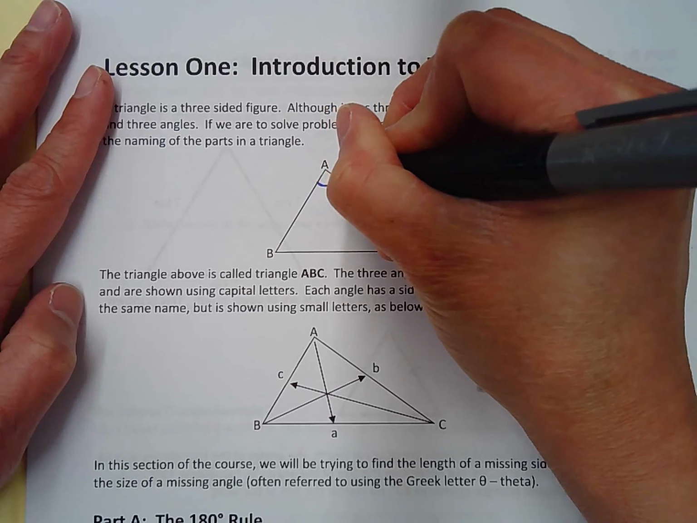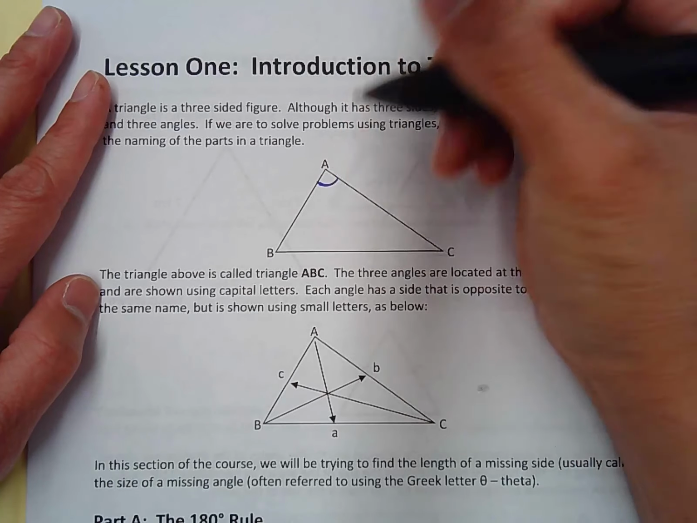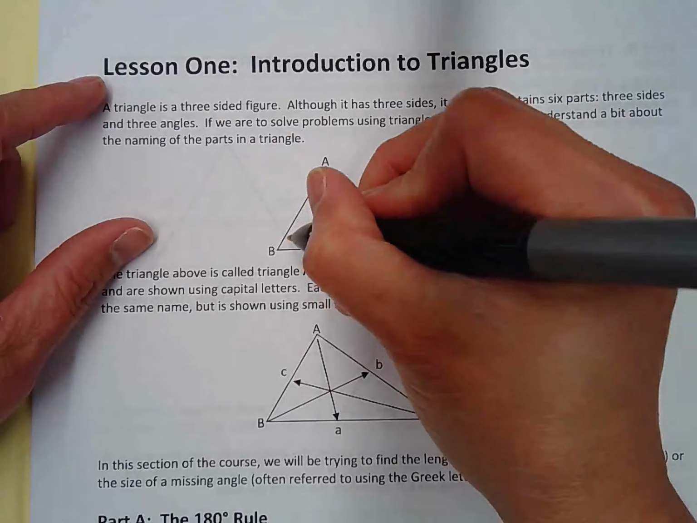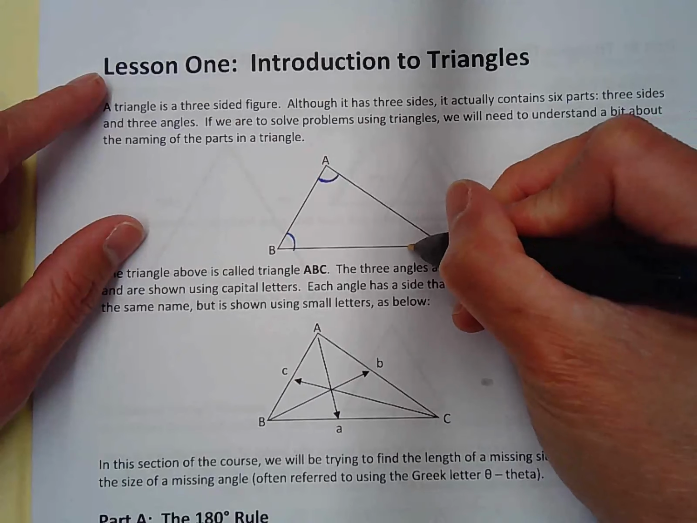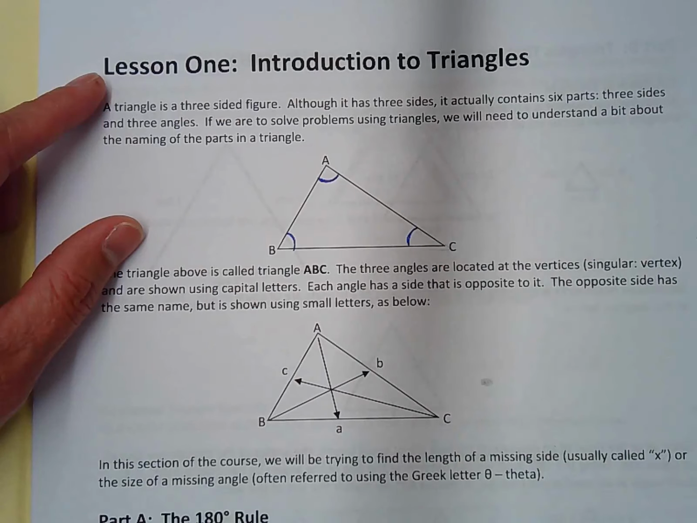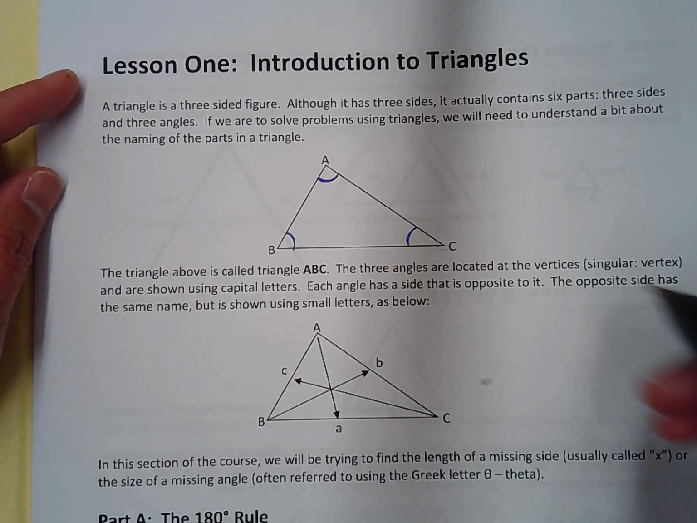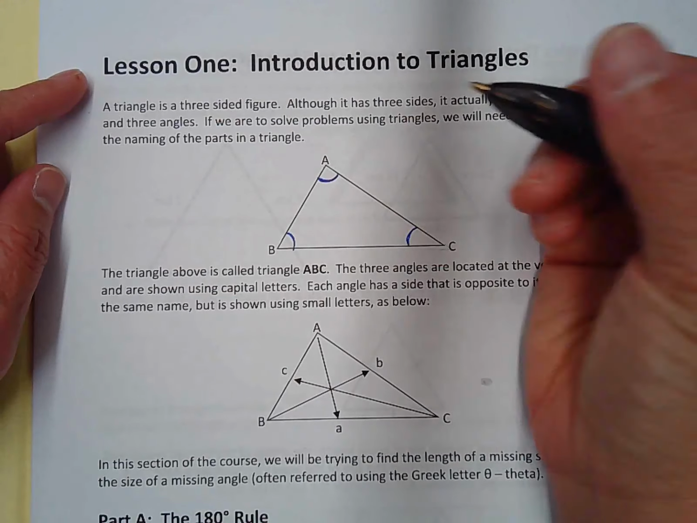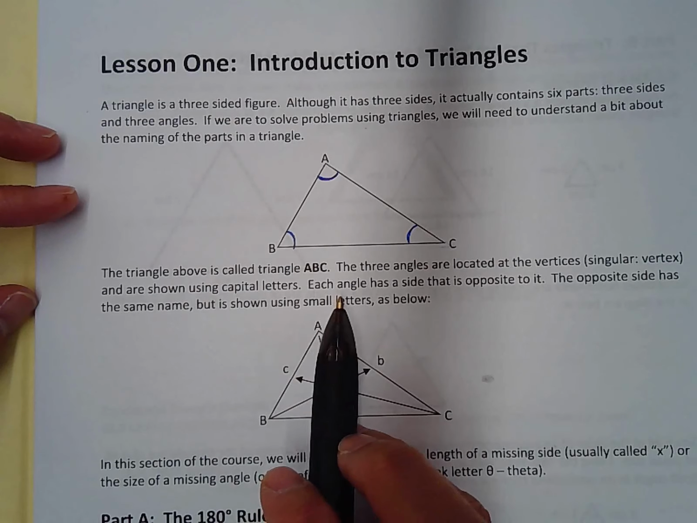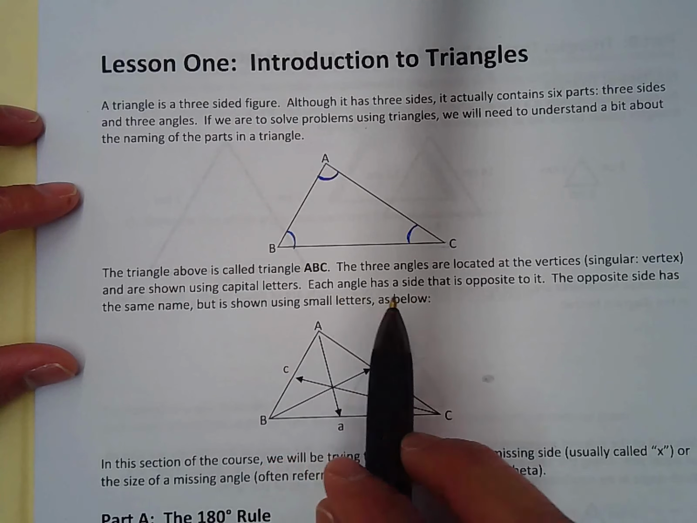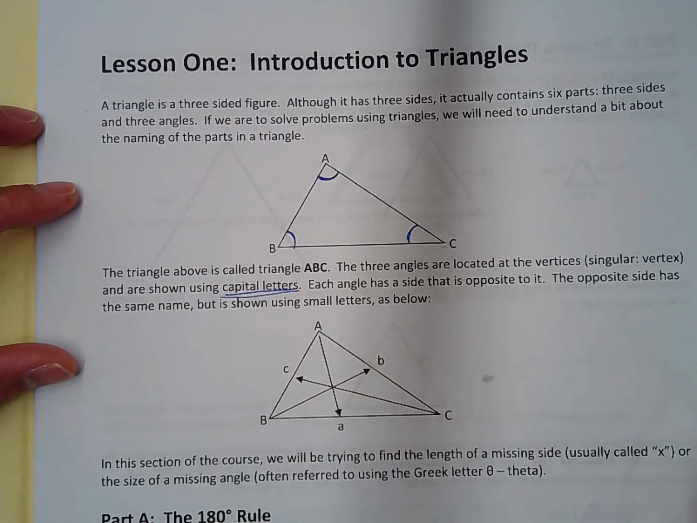Angle A, so that's the opening, how wide the opening is. Angle B, how wide the opening there, and then angle C, it's right there. And the angles are at the vertices. Vertices are like the corner points. And angles are uppercase. Those are capital letters.